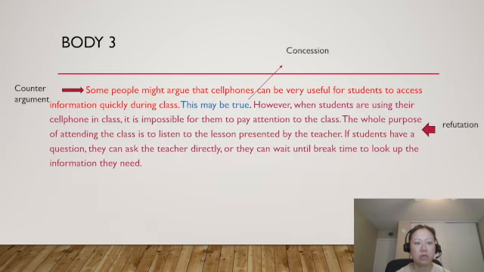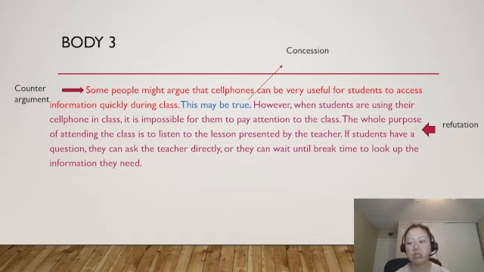So here's my counter argument. Some people, which is not me, some people might argue that cell phones can be very useful for students to access information quickly during class. That's my counter argument, presenting the other side. Now we add a concession, something like, this may be true. Okay, so I'm not saying this is not true, I'm saying this could be true.